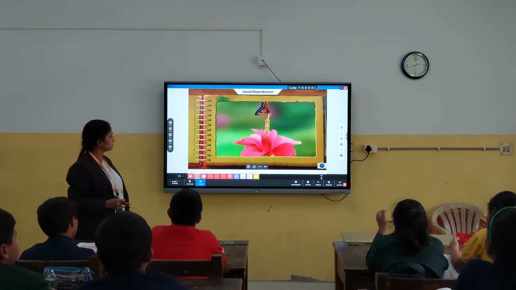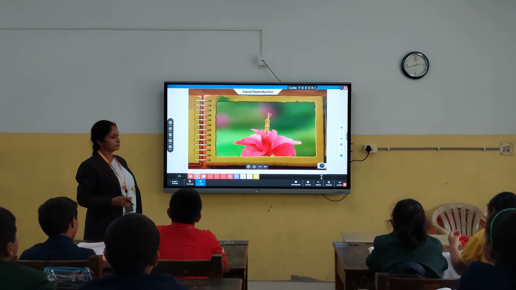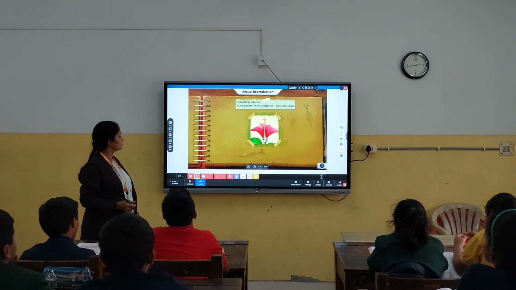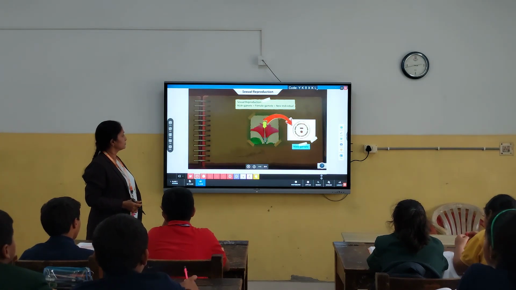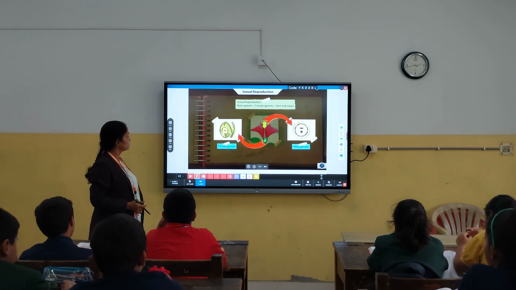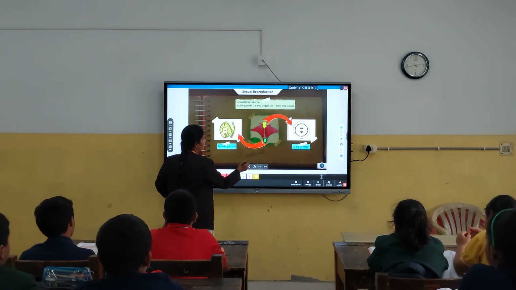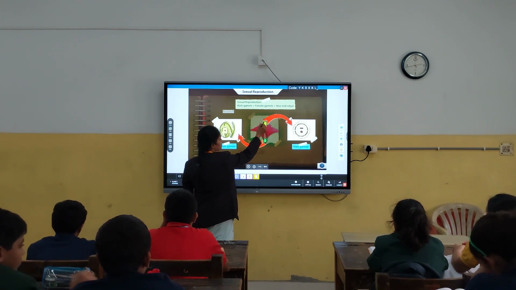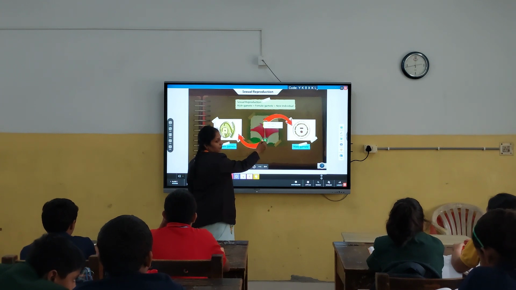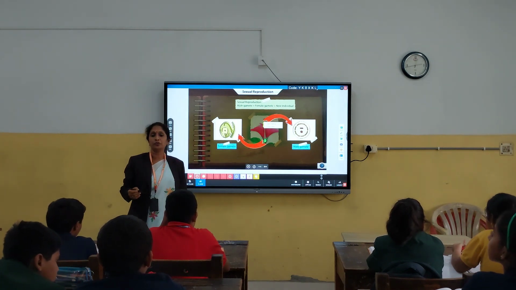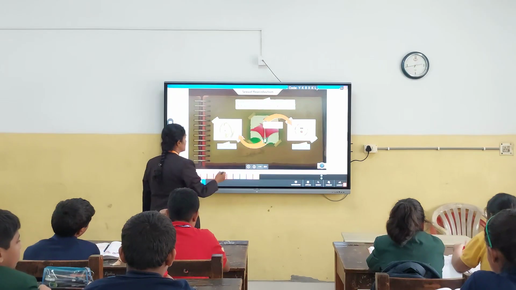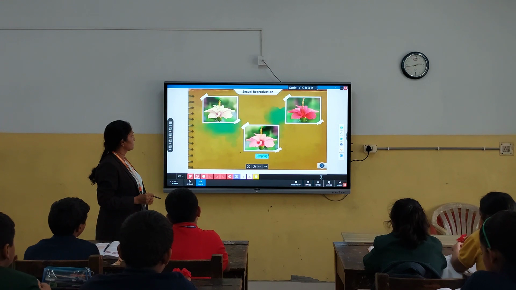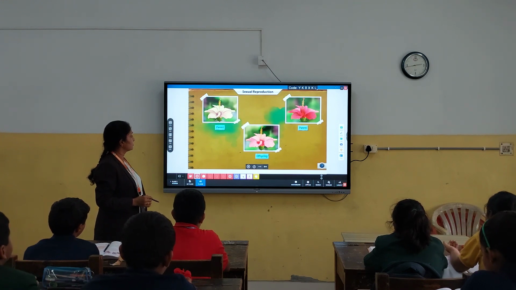Sexual reproduction occurs in both flowering and non-flowering plants. In sexual reproduction, a new individual is created by the combination of a male gamete and a female gamete. Now here you see, the male gamete is here, pollen grains are there. That has to reach through the stigma to the ovary. Inside the ovary is the ovule, or the female reproductive cell. These two fuse. The offspring of sexual reproduction inherits features from both parents.